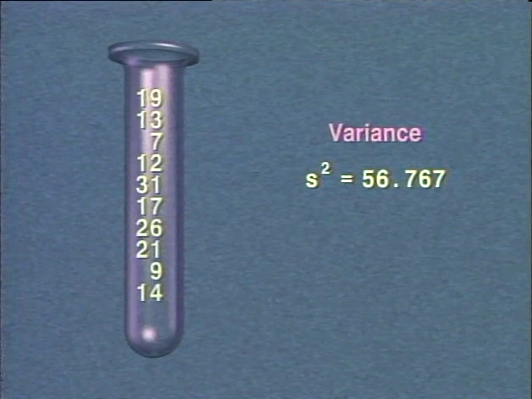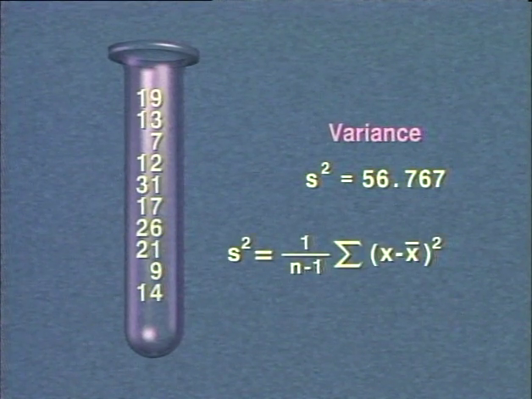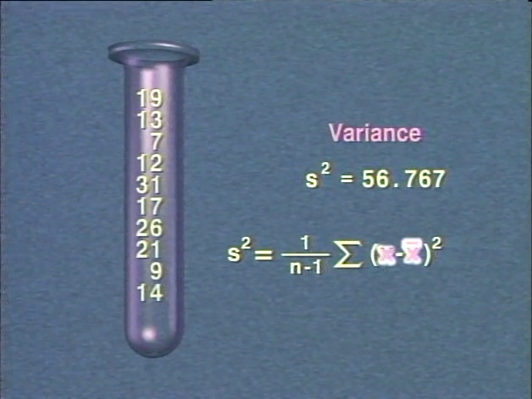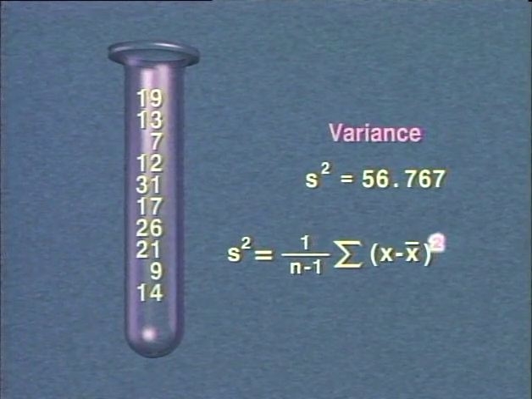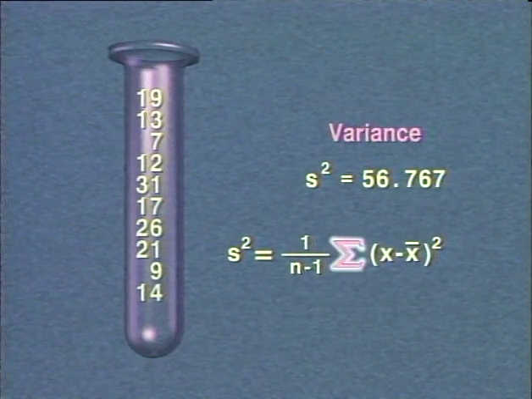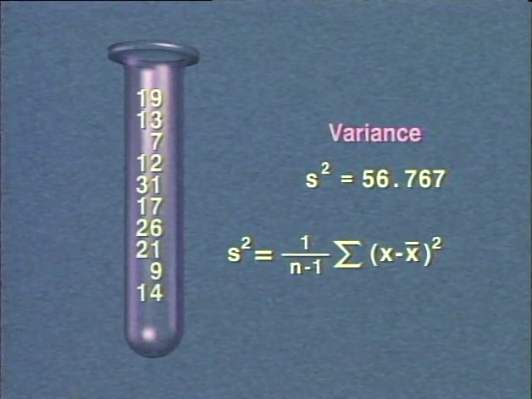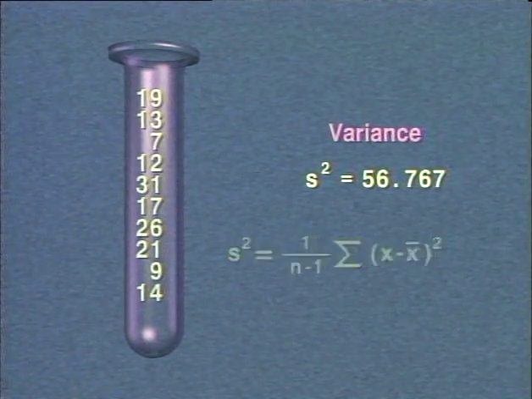The calculation is summarized by this algebraic recipe. You can see that this formula says to subtract the mean, x bar, from each observation x, square these deviations, add them all up, and finally divide by n minus 1. That's shorthand for the calculations needed to get the variance.